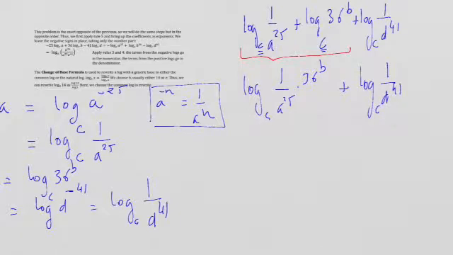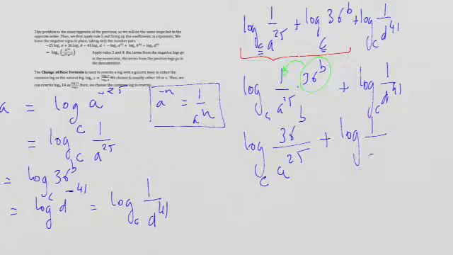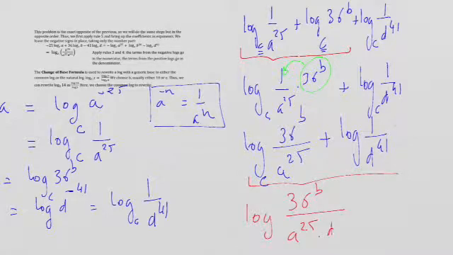Now I'm going to multiply to have the same denominator, and I'm getting a log base c of b to the 36 divided by a to the 25, plus log of 1 over d to the 41. And again, I'm going to multiply my two logs, and I end up with a log of b to the 36 over a to the 25 times d to the 41.